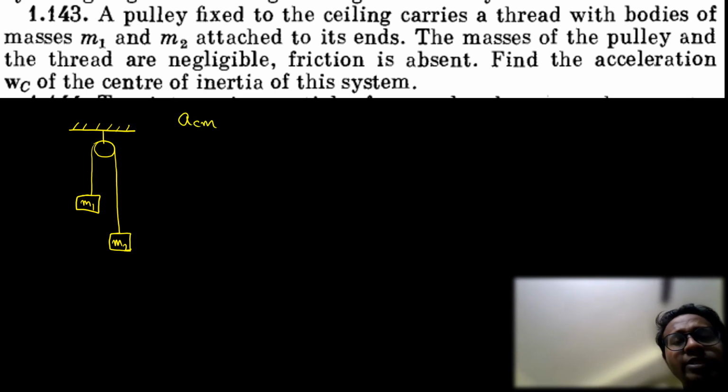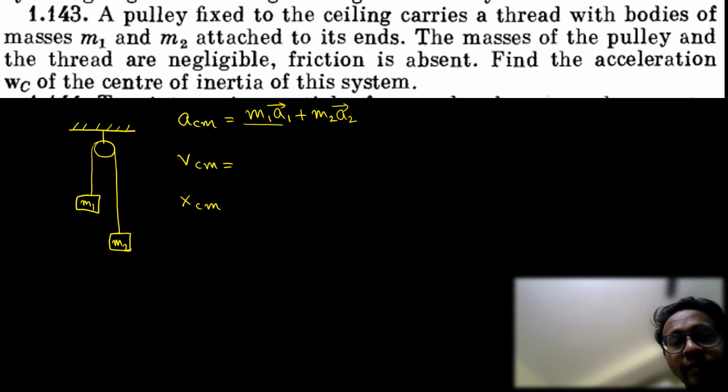The acceleration of center of mass is nothing but mass 1 into acceleration of mass 1 plus mass 2 into acceleration vector of mass 2, divided by m1 plus m2. Similarly, the velocity of center of mass of a system is nothing but mass 1 into velocity of body 1 plus mass 2 into velocity of body 2.